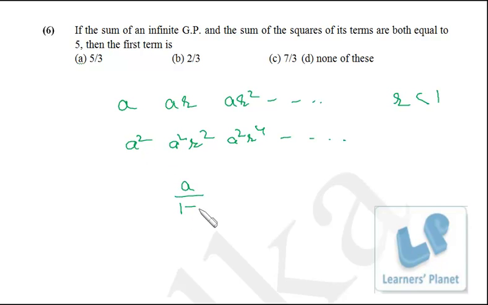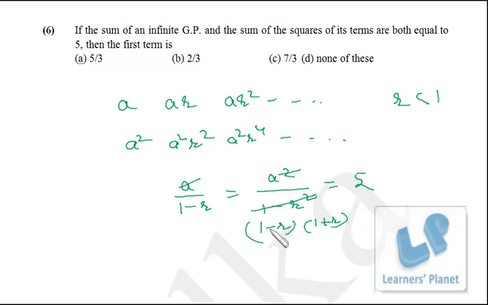That means the sum of this GP and the sum of this GP, both of them are equal to 5. That means a upon 1 minus r is equal to a square upon 1 minus r square, right? And that is equal to 5. Now solve it. It is 1 minus r into 1 plus r. So 1 minus r and 1 minus r is cancelled. So precisely a upon 1 plus r is equal to 1.